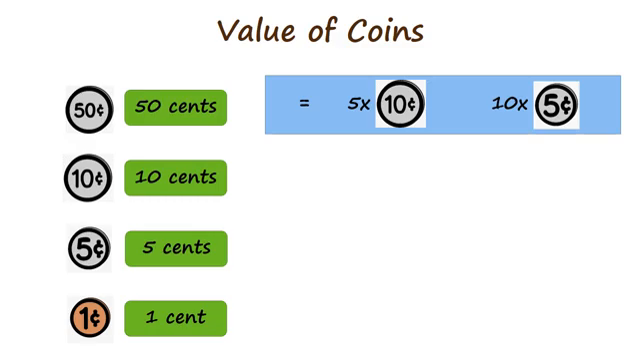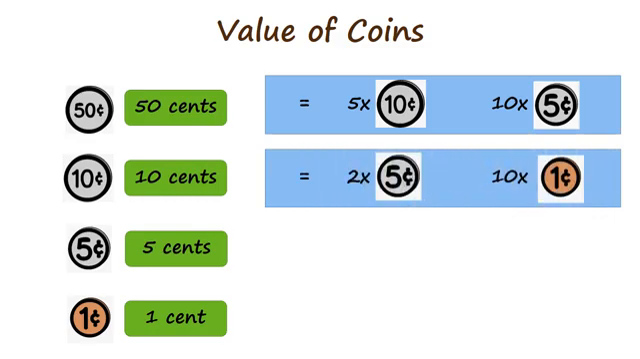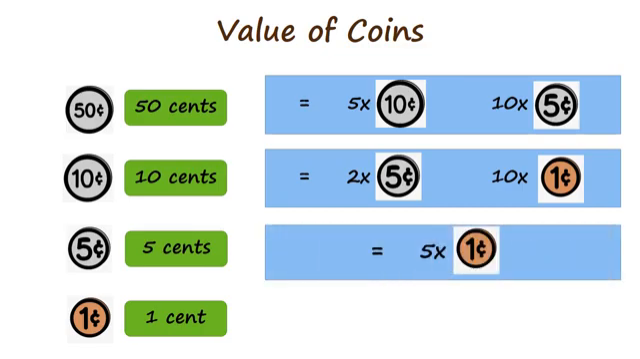How about a 10 cents coin? So 10 cents has the same value as 2 5 cents. Or 10 cents has the same value as 10 1 cent. While on the other hand, a 5-cent coin has the same value as 5 1-cent coins. Did you understand the value? Okay.